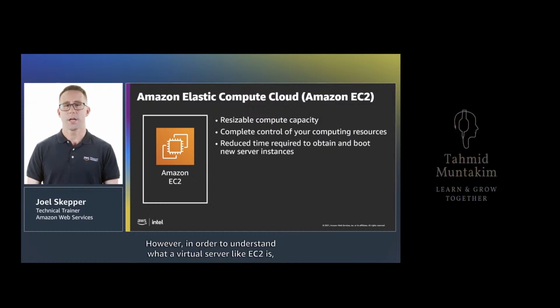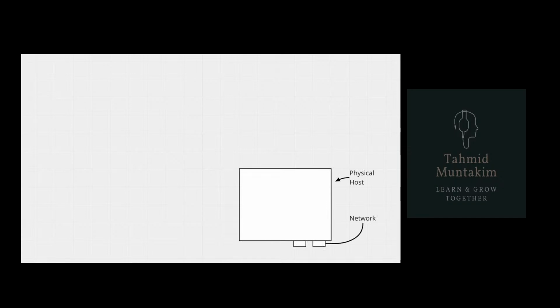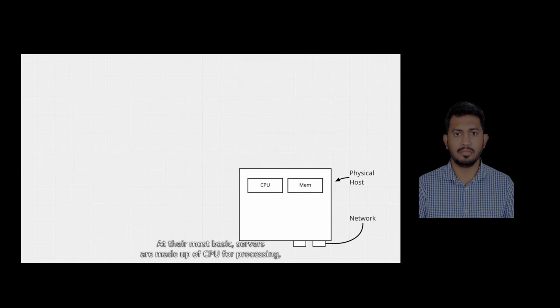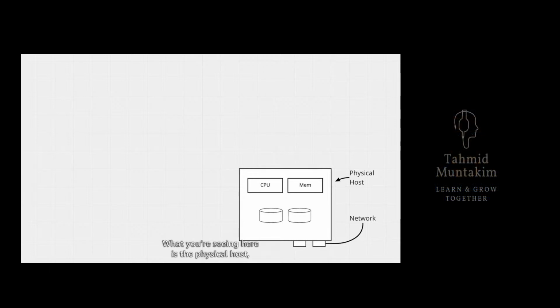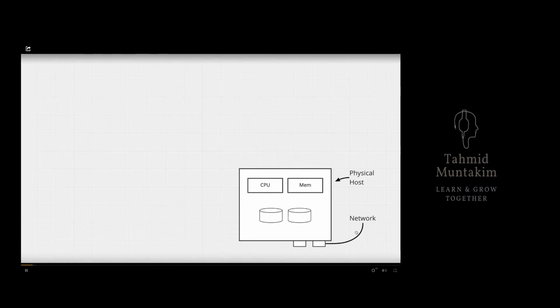However, in order to understand what a virtual server like EC2 is, it's helpful for us to get a basic idea of what a server is. When you think about your on-premises infrastructure, you have purchased physical equipment or servers. At their most basic, servers are made up of CPU for processing, memory for temporary data storage, disk for long-term storage, and networking to allow remote access. What you're seeing here is the physical host, the physical device that underpins a compute environment.